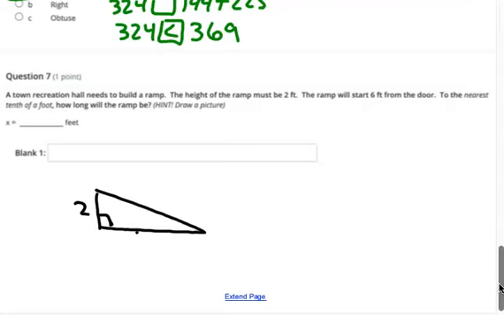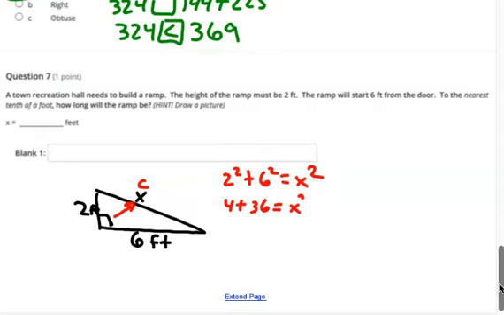So along the ground, we're starting 6 feet away from the door. We want to know how many feet the ramp will be. Okay, and it says nearest tenth of a foot, so we are going to be okay with decimals this time. Okay, the ramp is our hypotenuse, so this is C. So just like we were just looking at, we have 2 squared plus 6 squared equal to x squared, since the ramp is what we're solving for. So we have 4 plus 36. Okay, so what we need to do is the square root of 40.